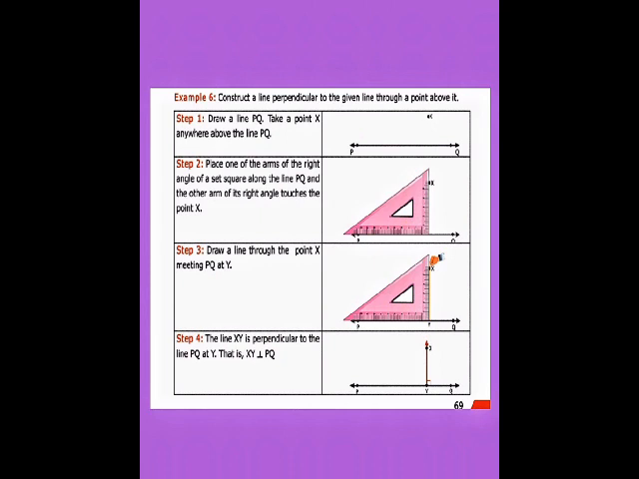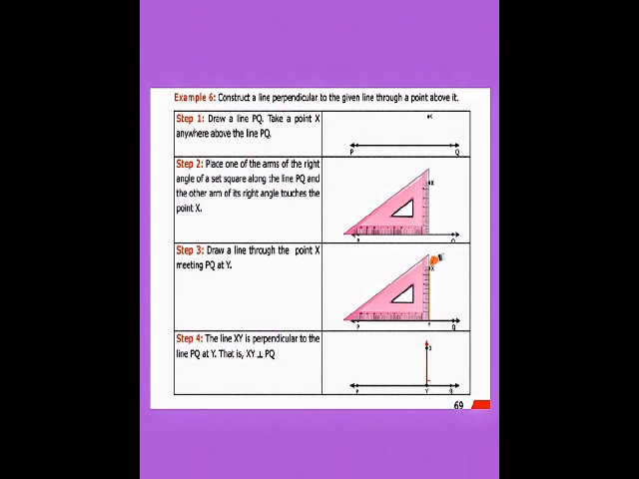Next we want to draw the line from X to the line PQ. Mark that point as Y. Now the line XY is perpendicular to the line PQ at Y. That is, XY is perpendicular to PQ. This is also one of the ways to draw the perpendicular line.